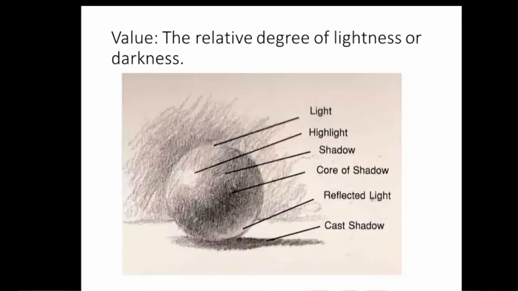Our next element is value. Value is the relative degree of lightness or darkness. And these degrees of lightness and darkness, from your lightest light to your darkest darks, create the illusion of volume on a flat surface. So you see in the image a sphere and the different levels of light that occur to create the illusion of depth through charcoal.